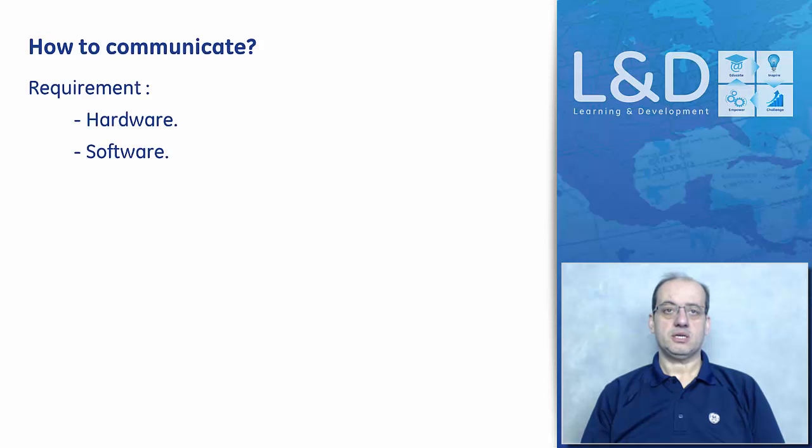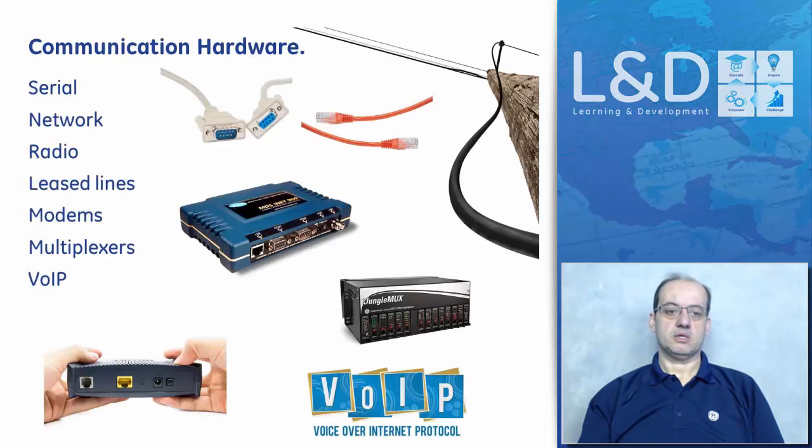So communication can take place in two major parts. First, we've got the hardware part. Second, we've got the software. We'll try to discuss each one of these separately. Communication hardware: we've got the serial, which can be either RS-232, RS-485, RS-422, or any of the old communication protocols. Now these are phasing out, and are being replaced by network communication.